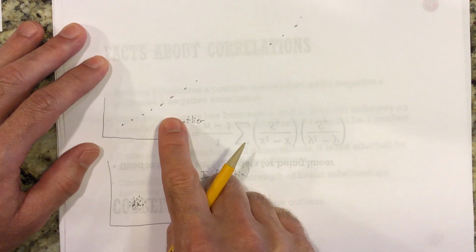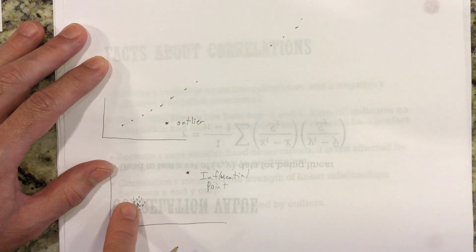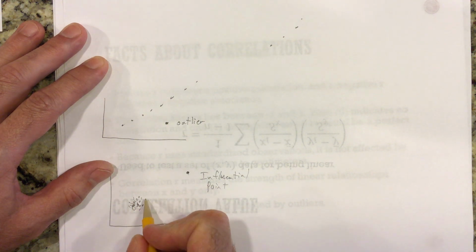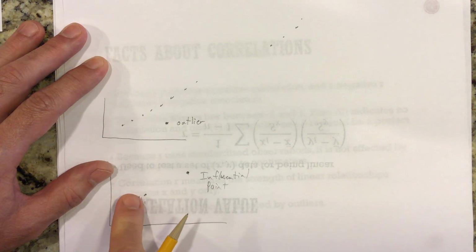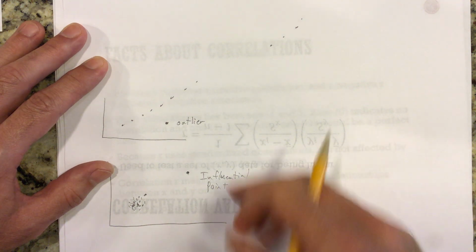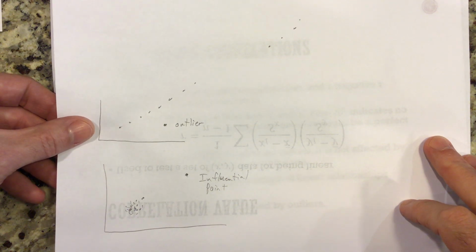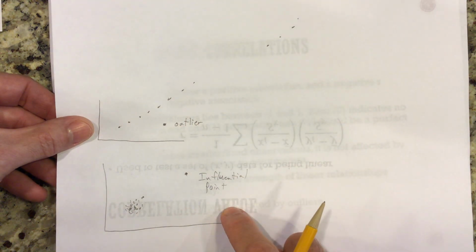However, it's a long way from the line vertically. The influential point, it's a long way from the other data horizontally. That's what allows it to influence the line so much. If I threw a point real close, now it doesn't influence the line as much. It has to be horizontally a great distance from the other points. Okay, so those are the two types of extreme observation that we have. But they both obviously have a large impact on the correlation calculation. One weakens, one strengthens.